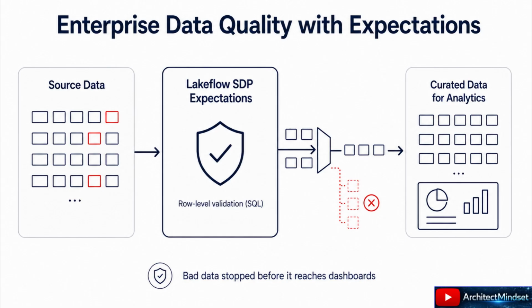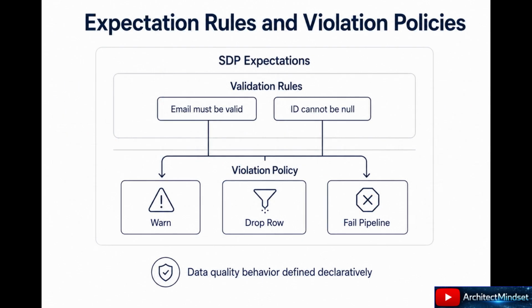The gold standard for an architect is the ability to stop bad data before it ever reaches a dashboard. SDP uses expectations to do this. Expectations are SQL-based expressions used to validate and enforce data quality at the row level as data flows through the pipeline. You can set rules like email must be valid or ID cannot be null and predefine the validation policy, which tells the system to either warn you, drop the row, or fail the entire pipeline.